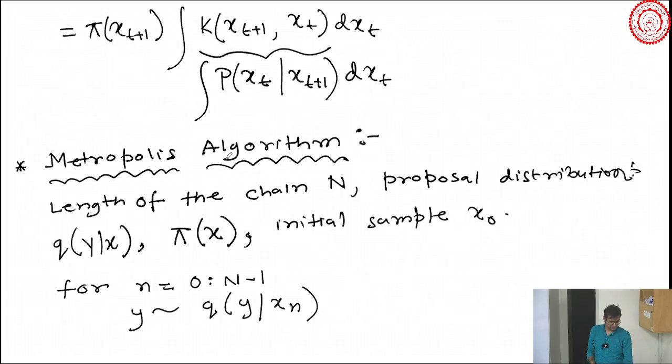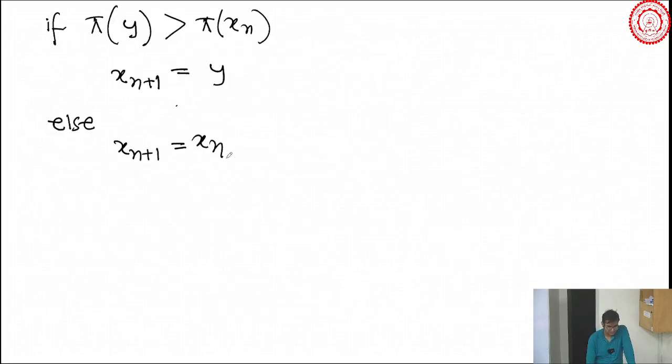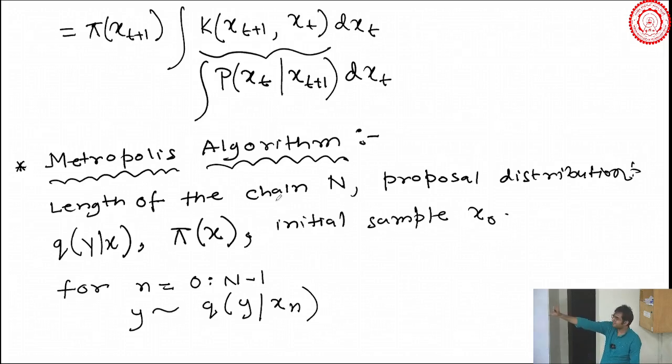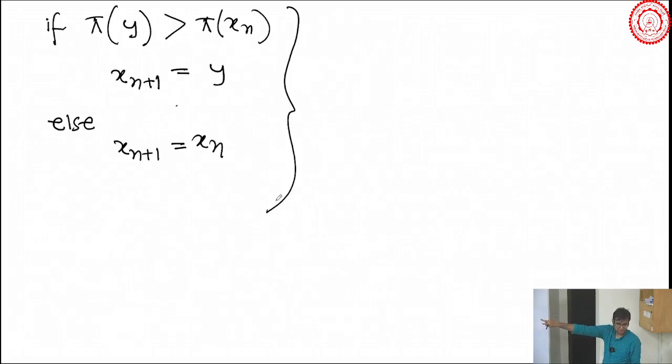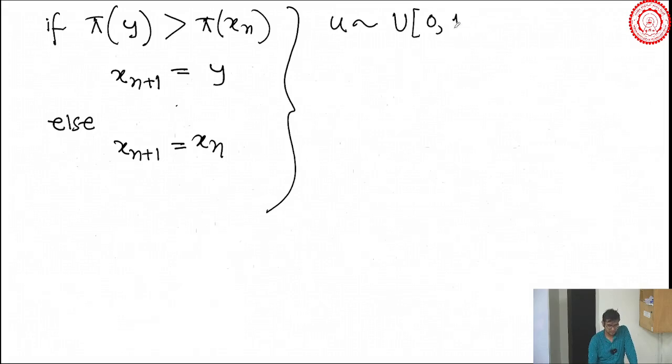So let us write that second version. The first version I've written, right? So whatever I've written here remains as it is, nothing changes. The second version I'm writing on the right hand side, but this portion will not change. This portion will change, and let us see. What you will do is simple, you will draw one more sample u from a uniform distribution between 0 and 1.